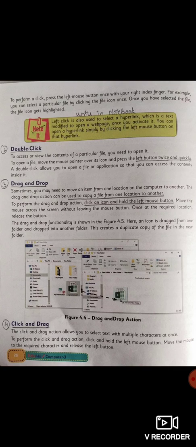You can use the left mouse button once to highlight it or to select the icon, and once you press the enter key, the application opens. However, once you become used to it, you can simply press the left mouse button twice and quickly, so that the application or the file or the folder opens.